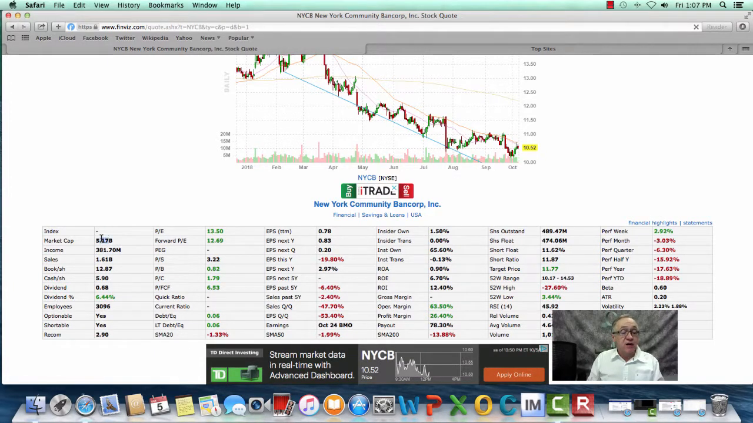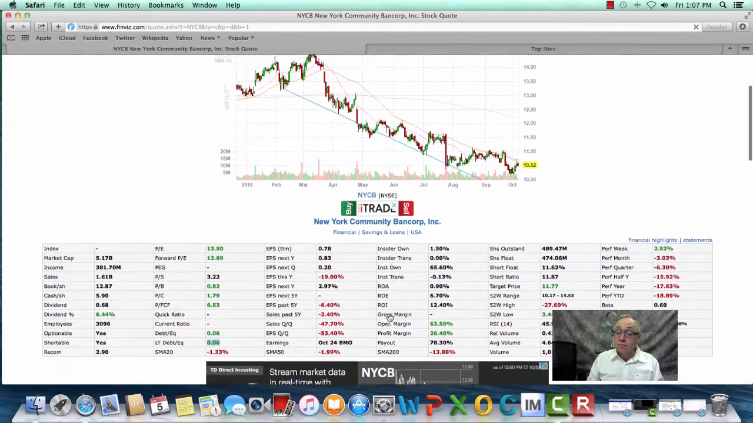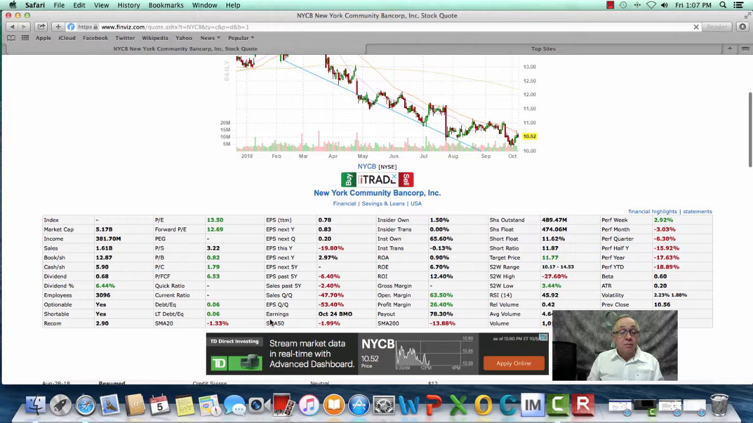Market cap, we see it's a $5 billion company. Income, $381 million. Price earnings ratio of 13. Keep in mind, the entire S&P's price earnings ratio is 25, so that looks quite positive. Long-term debt to equity is minimal. Earnings per share, moderate. Do we have a dividend yield? We should have, yes, dividend 6.4%.